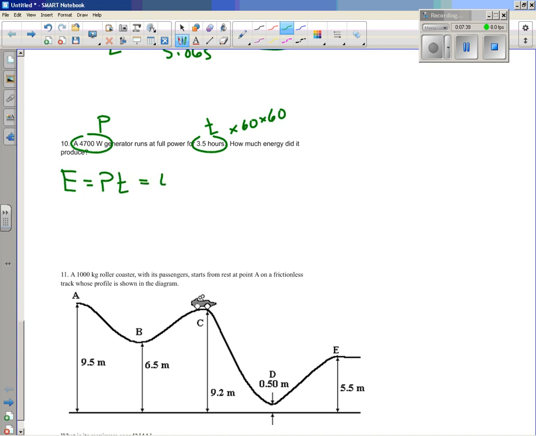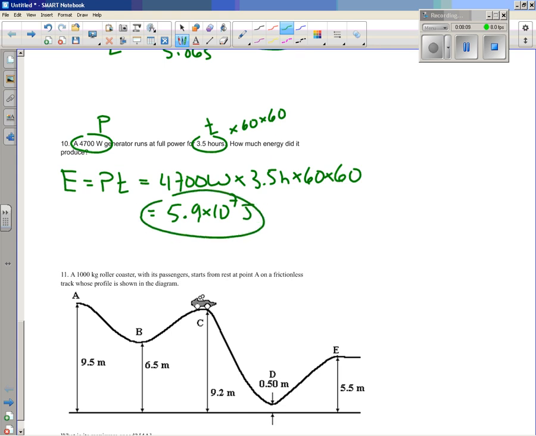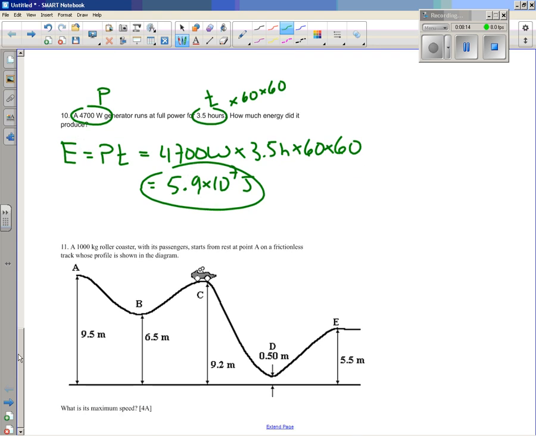Other than that, I'm just going to solve for energy. If I rearrange that, it's going to be power times time. So that's 4,700 watts times 3.5 hours times 60 times 60. That should give me the energy in joules. It should be quite a large number. A joule is not a large amount of energy. So it's 5.9 times 10 to the, 1, 2, 3, 4, 5, 6, 7 joules of energy. Could have done it in kilowatt hours, but chose not to in this case.